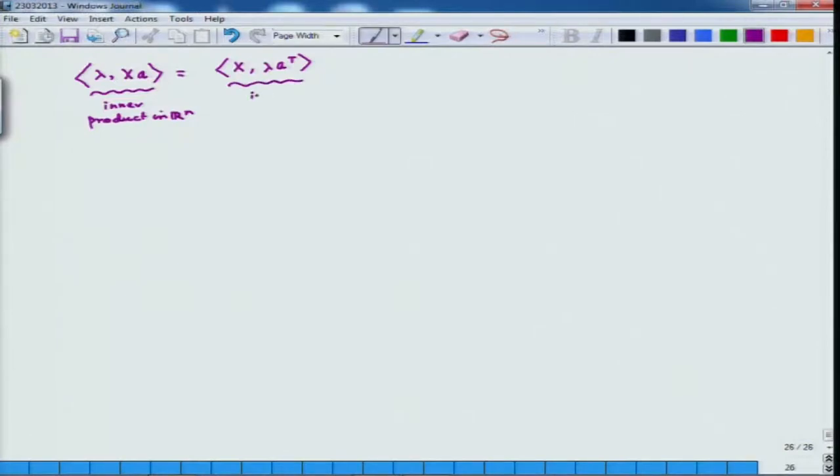So this is the inner product in Rn, and this is the inner product in R n cross n, but there is an interesting relation between them. That is the beauty of mathematics. Once I know this, I look into it a bit more deeply. It is the same as we have written on the last page, trace of x a lambda transpose.